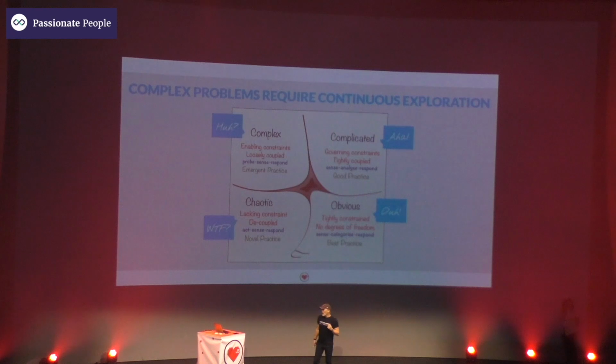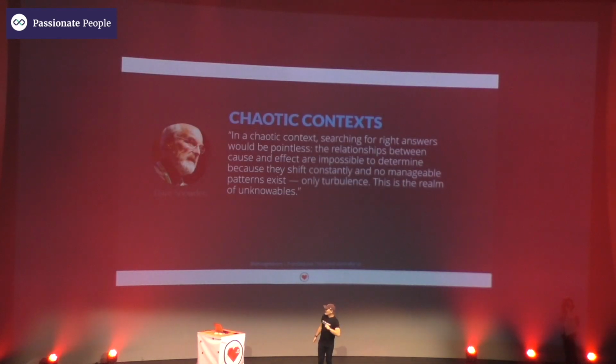So, the interesting thing is, this is Dave Snowden. Dave Snowden wrote this thing. He says, well, in the chaotic context, which most of us are in, searching for right answers would be pointless. The relationships between cause and effect are impossible to determine. He also says that the chaotic context is basically the best situation to innovate. So if you are in a complex or a chaotic zone, innovation is best.